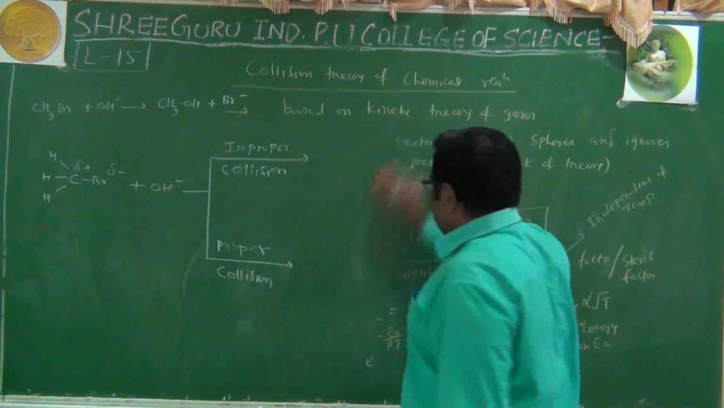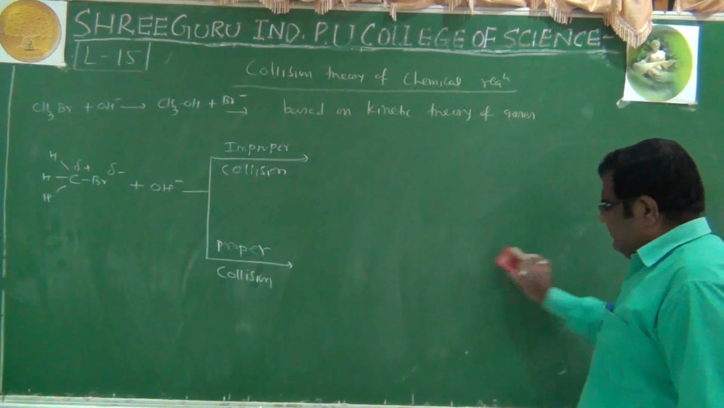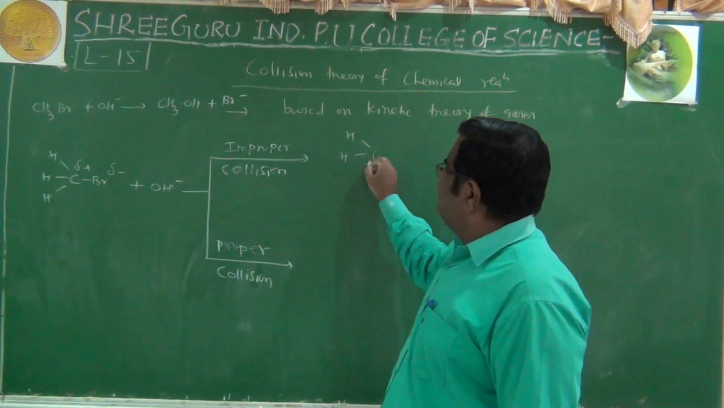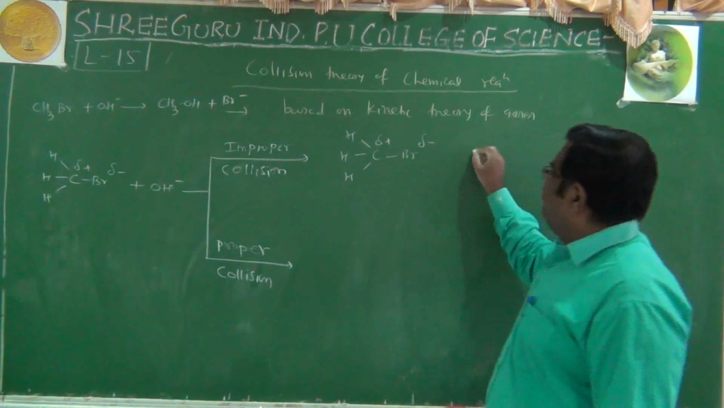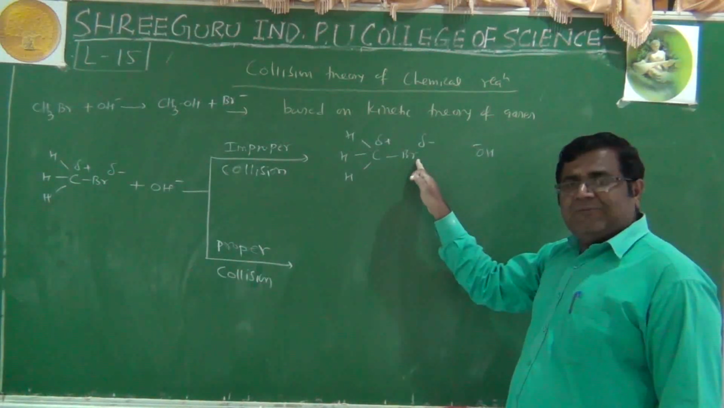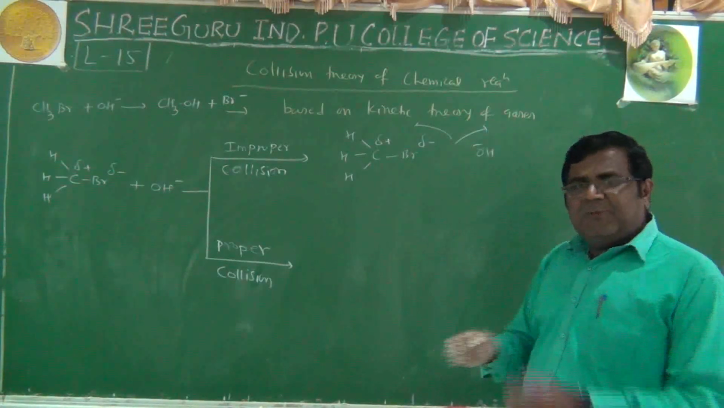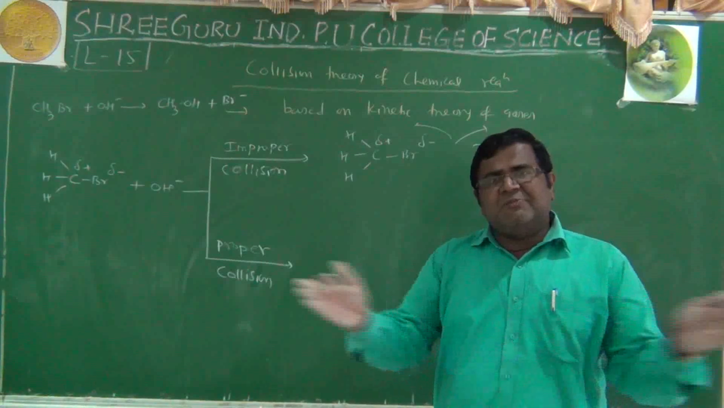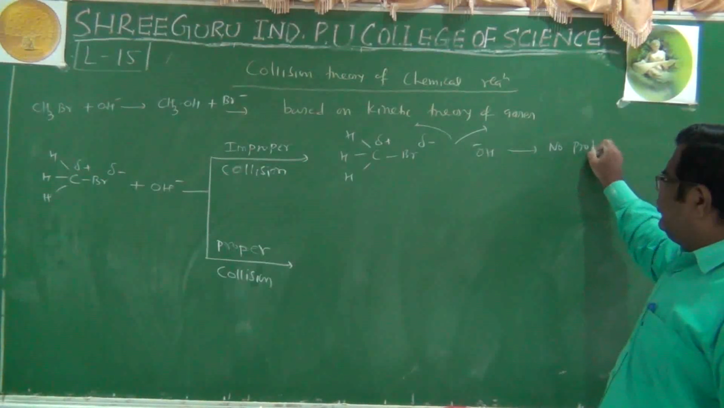Now, how do the improper collision and proper collision look? This is the methyl bromide molecule, and the OH negative ion approaches from the same side as the bromide part. It is negative, this is also negative. So there will be repulsion between them. They collide, but they just bounce back, and that's why there are no products here.